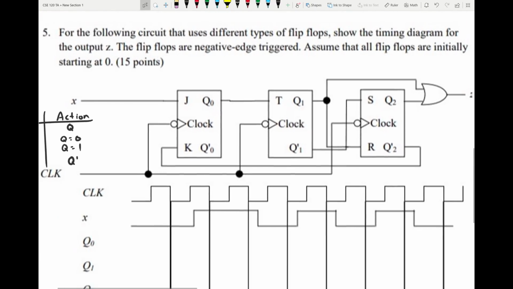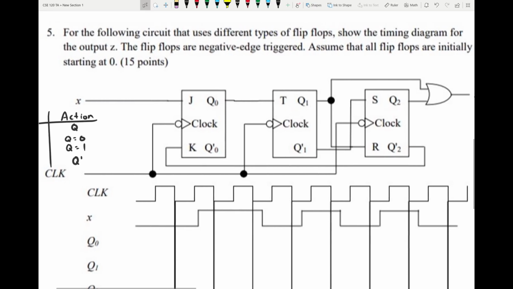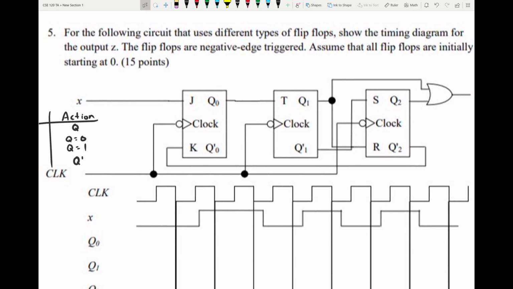So the next thing you're going to want to do, now that you've figured out what your flip-flops are, is look at everything in terms of combinational logic. So for our JK, we obviously have our J input, and that's going to equal something, and then we have our K. For Q1, we're going to have our T, and then for Q2, we're going to have our S, we're going to have our R.